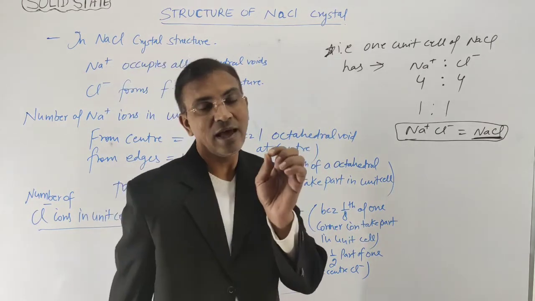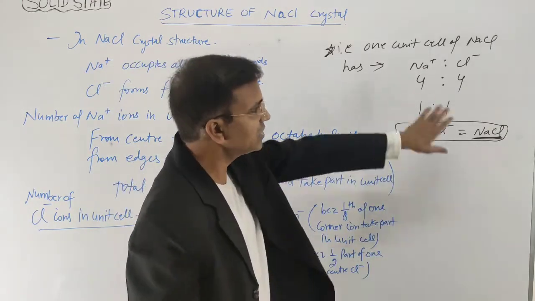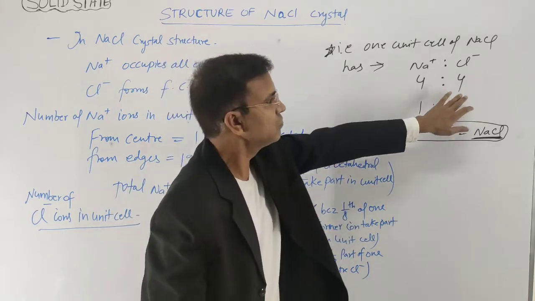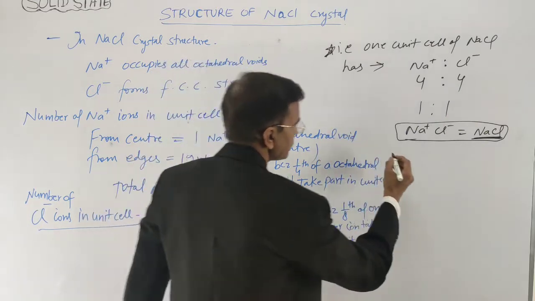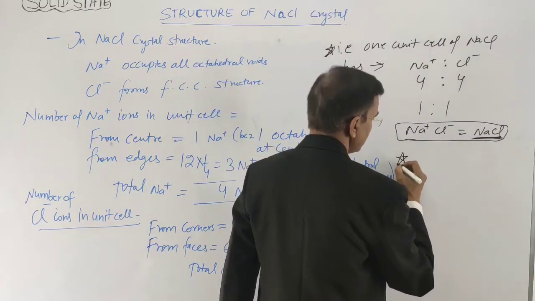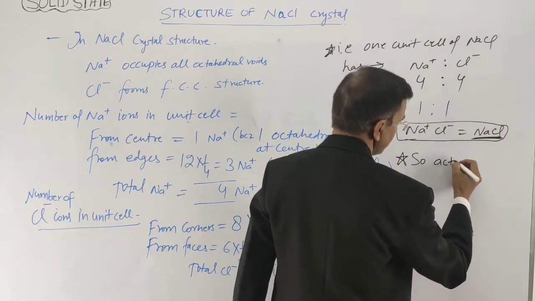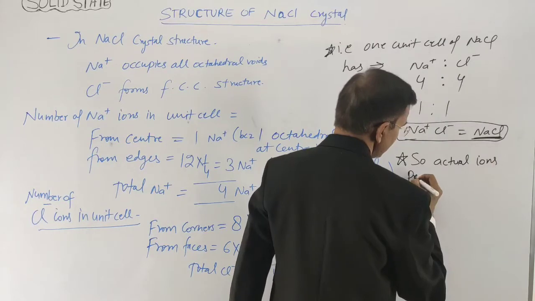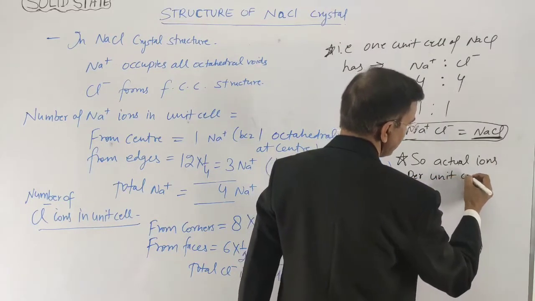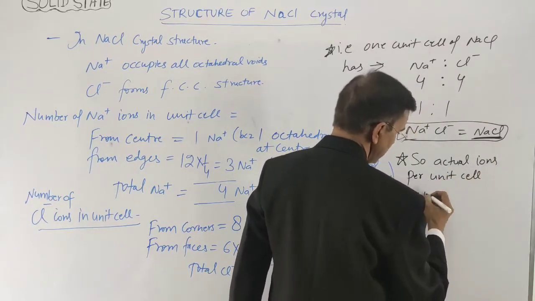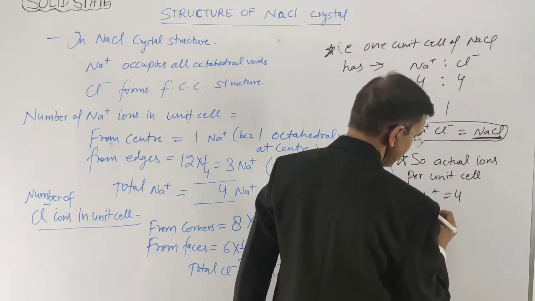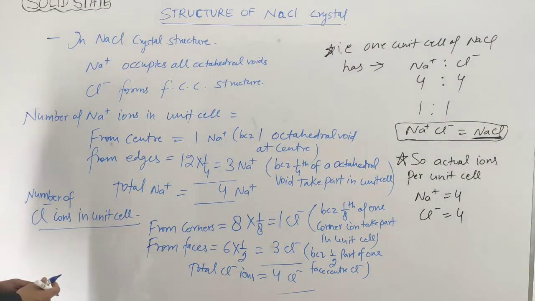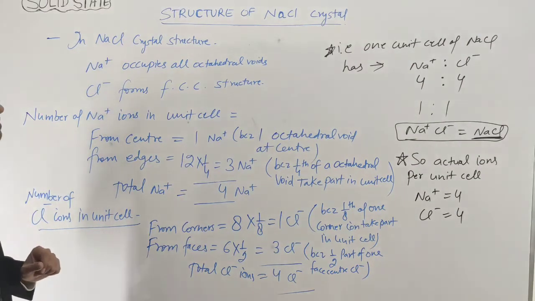But the actual Na positive ions in the unit cell is 4, and the actual Cl negative ions in the unit cell is 4, right? So actual ions per unit cell: Na positive is equal to 4, Cl negative is equal to 4, right? So this is the structure of the NaCl crystal lattice.